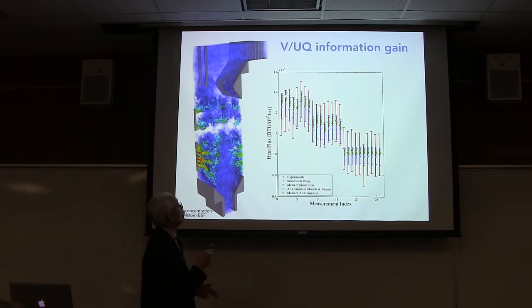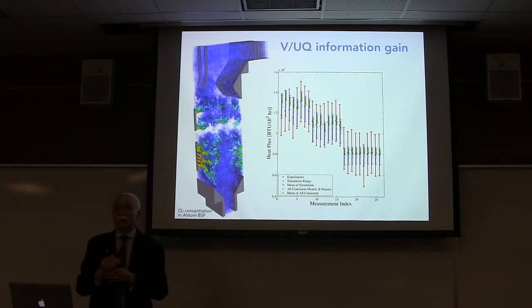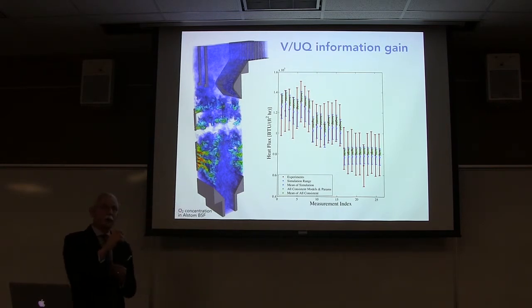Because for this experiment to be consistent with that experiment, or other experiments we've performed, there's a narrower range than just the experimental uncertainty. That's the information gain. So that's our process, to quantify our uncertainty and see what information gain we have.